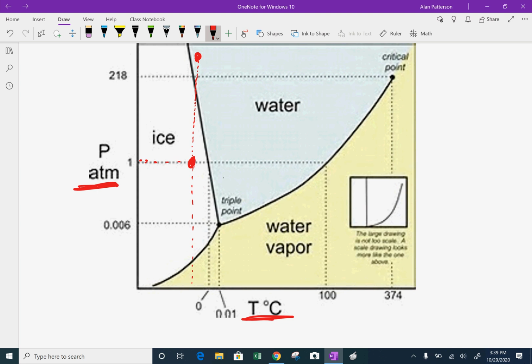Okay, so hopefully you learned a little bit about phase diagrams here. Okay, and we'll get some practice with interpreting these a little bit more in the next assignment.